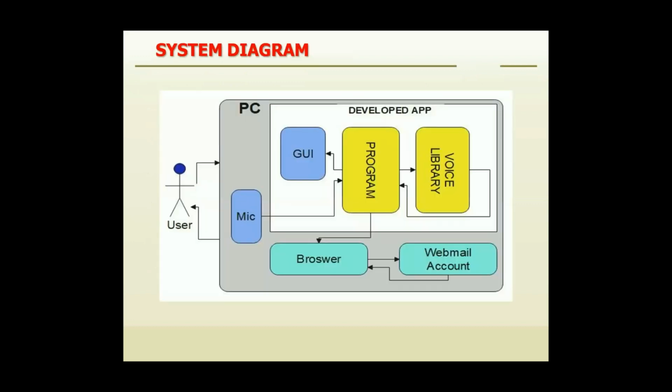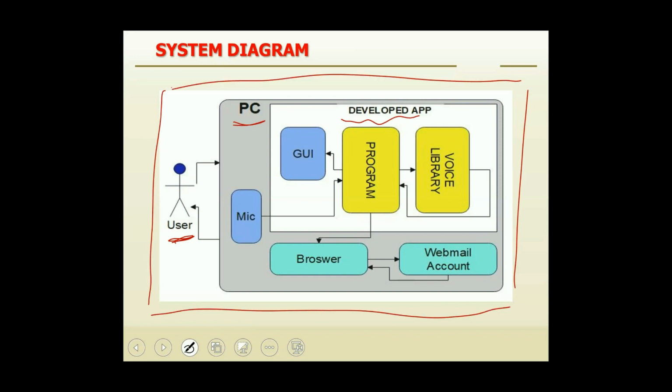System diagram. The idea in the design is that the developed application is within the system. The system consists of the user, the PC, and the developed application. You notice that the white frame is the whole system. Inside the PC, that is the gray frame, there are the microphone, the web browser, the webmail account of the user, as well as the developed application. All these things are related to the user.